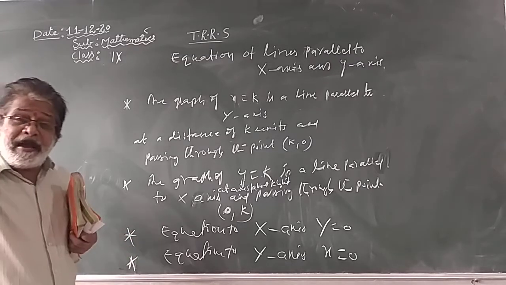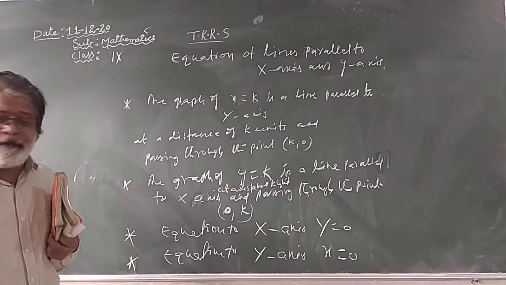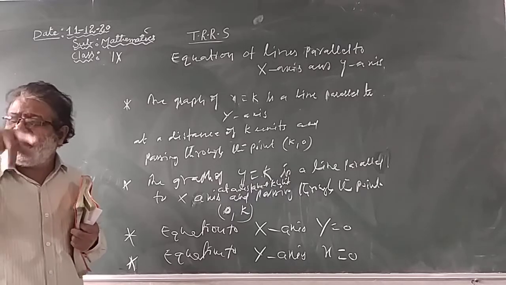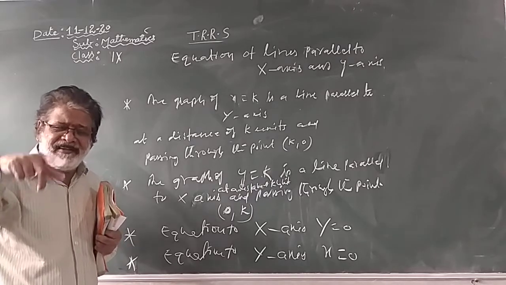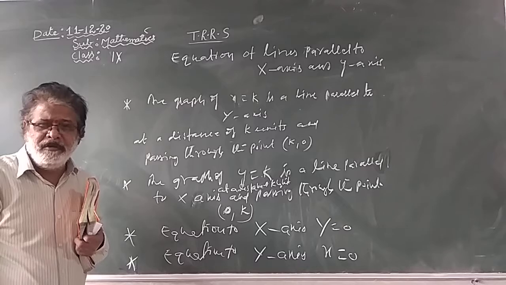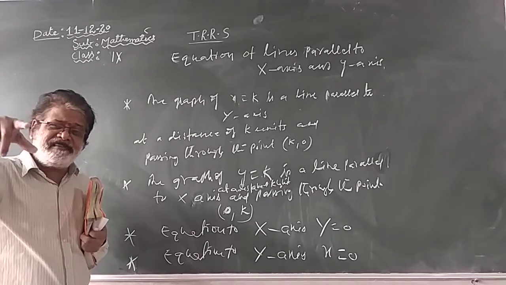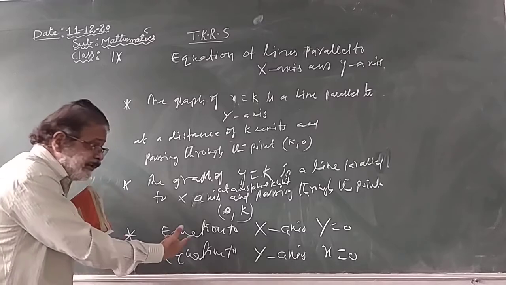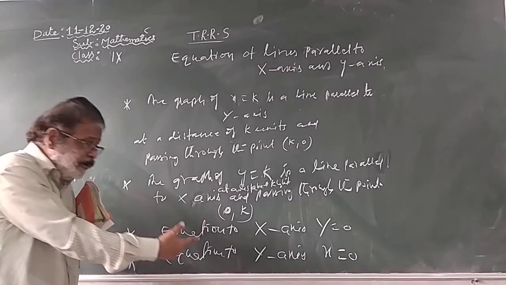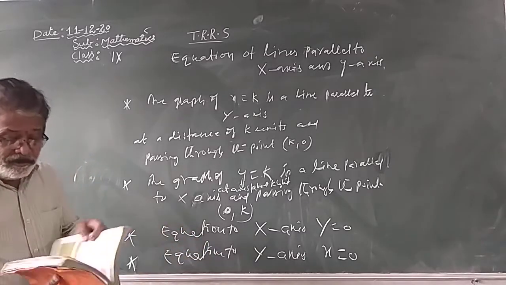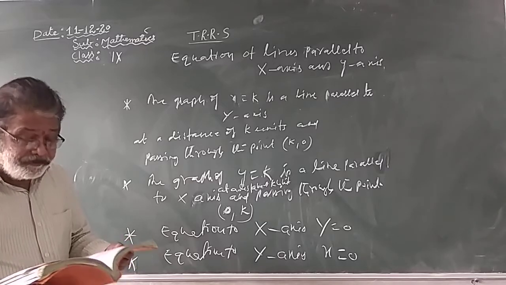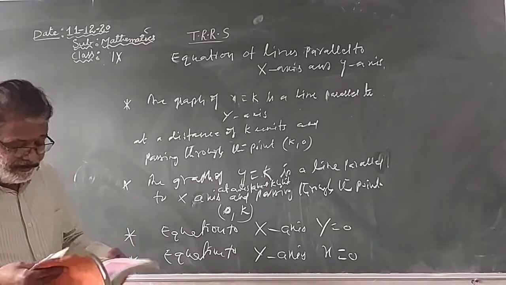The equation of the line parallel to the x-axis is y equal to k. When you use the word parallel, you should use the constant k; it is k units away from that axis. The equation of the line parallel to the y-axis is x equal to k. Simply, the equation of the x-axis is y equal to 0, and the equation of the y-axis is x equal to 0. So let us see the graphical representation now.